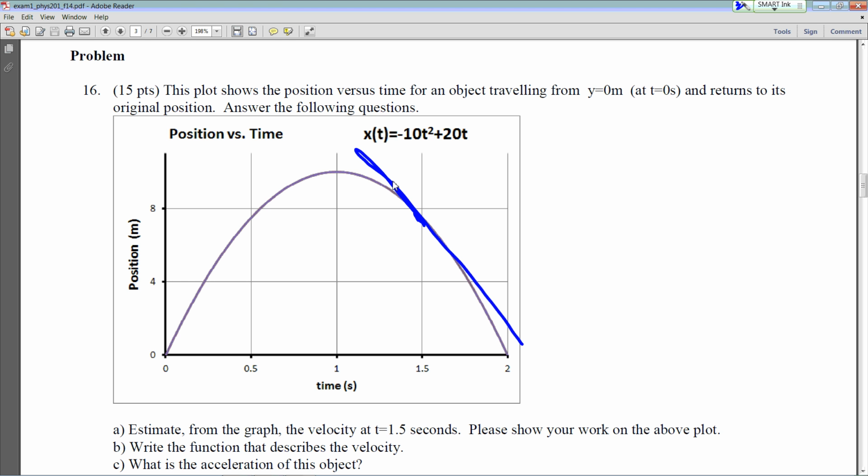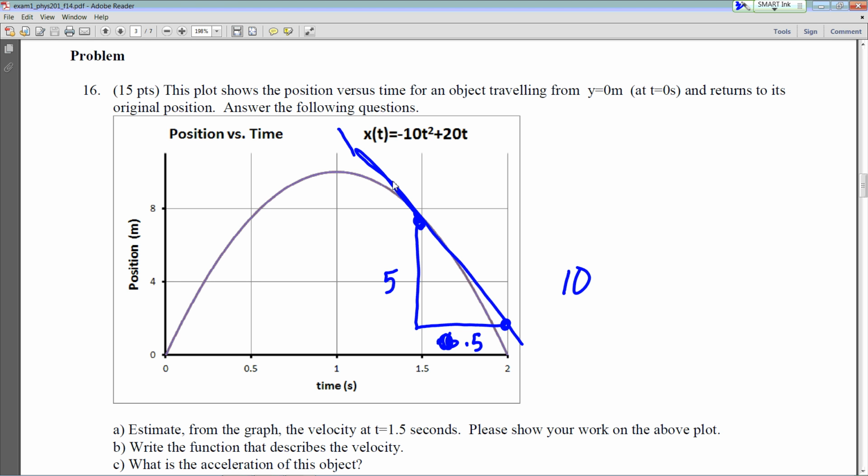Let's see, so I pick a couple points. I'll use this point, and I don't really have a good one, so I'll use this point. And then I find the slope of that. The run is about 0.6, or I'll call it 0.5. The rise looks like it's going from about 2 to 7. So the rise is about 5. And then my slope here is 5 over 0.5, or 10. So my estimate of my velocity here is 10. But actually it's not 10, it's what?